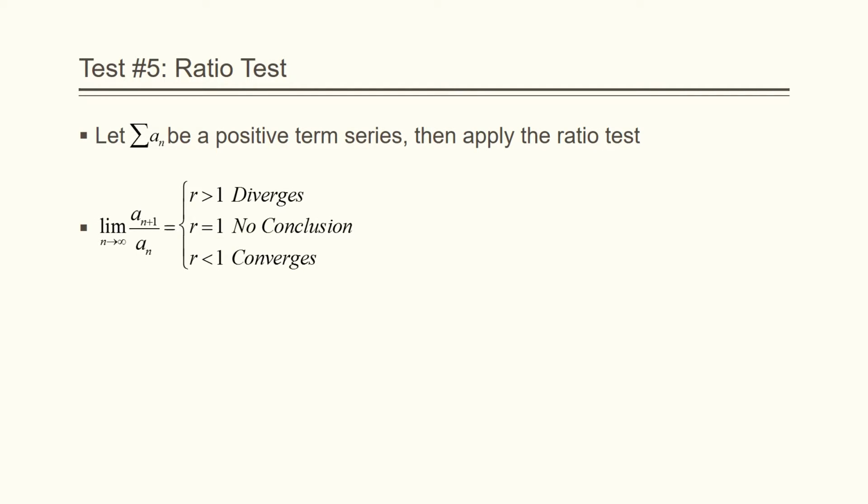Test number 5, the ratio test. We let the series of an be a positive term series, then we can apply the ratio test. We take the limit as n approaches infinity of an plus 1 divided by an, equal to r. If r is greater than 1, the series diverges. If r is equal to 1, we have no conclusion and must apply a different test. If r is less than 1, then the series converges.